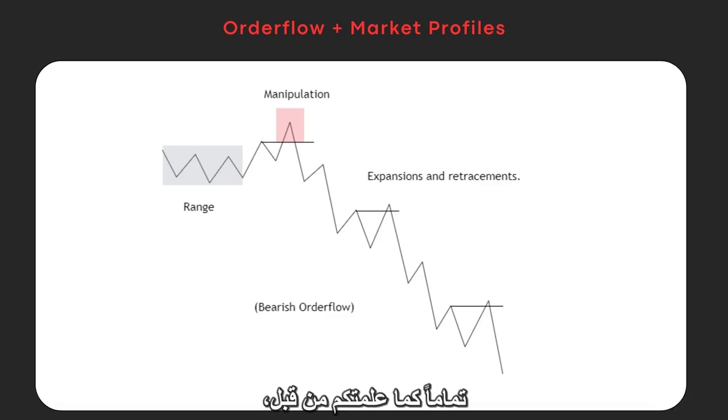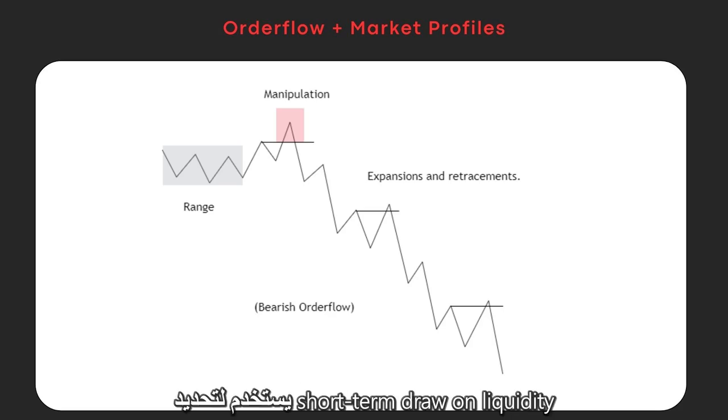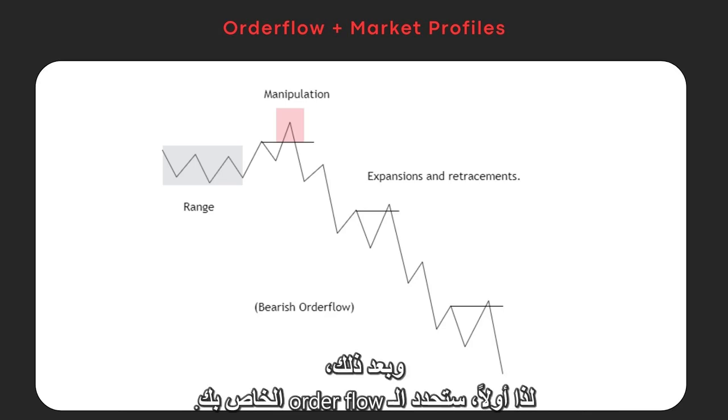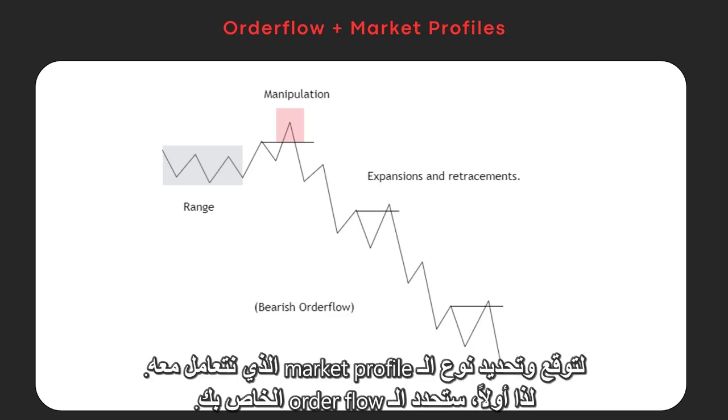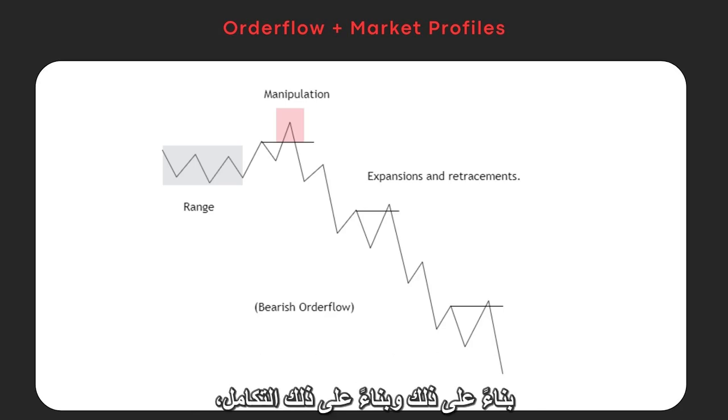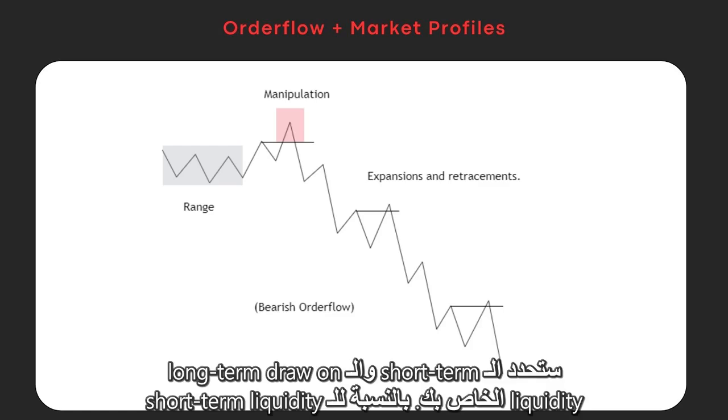Now, just like I taught you before, short-term draw liquidity is used for determining where a retracement profile could end, and long-term draw liquidity is used for major expansions and reversals, right? So first of all, you're going to determine your order flow, and then after that, combine it with market profile to expect and determine what sort of market profile we are dealing with, or could potentially deal with, and then based off of that integration, you will determine your short-term and long-term drawn liquidity.